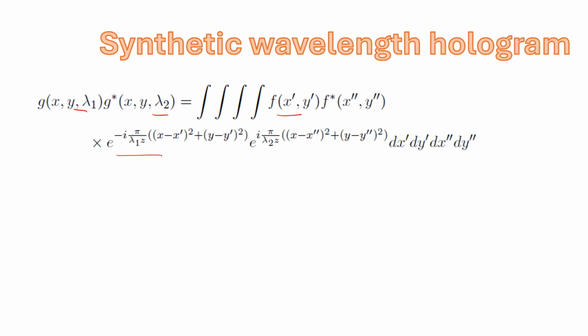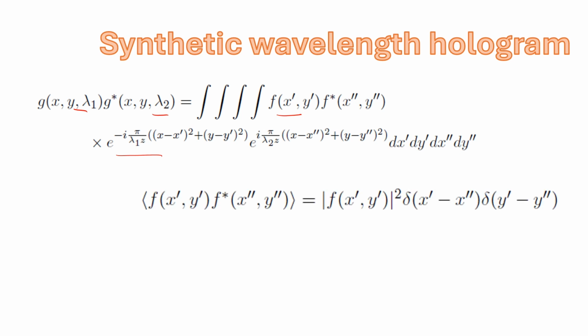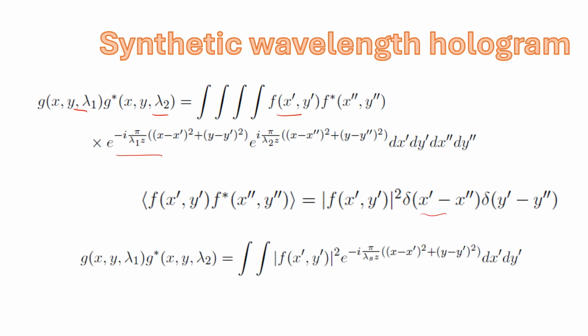Now, if we assume that the scatter itself is a diffuse scatter so that it's delta correlated, then we'll assume that the expectation value of the product of the field scattered from two different points on the object has this delta correlation. That allows us to reduce this double integral to a single integral, where now the correlation between the field at lambda 1 and the field at lambda 2 is the intensity from the surface of the remote object propagated with this kernel.